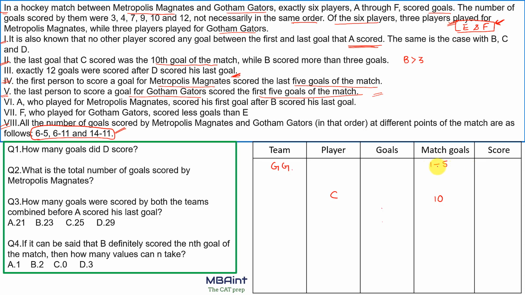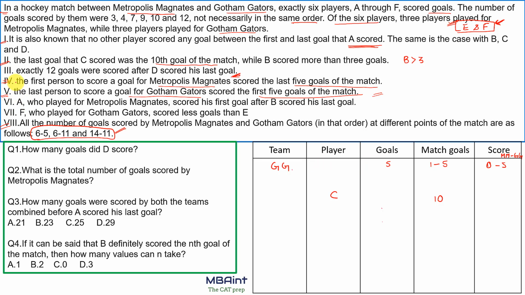Okay, and it is the first 5 goals, so if we are writing the score of the match in terms of MM and GG, it would be 0, 5, right? The number of goals is 5. We do not know the player as of now.